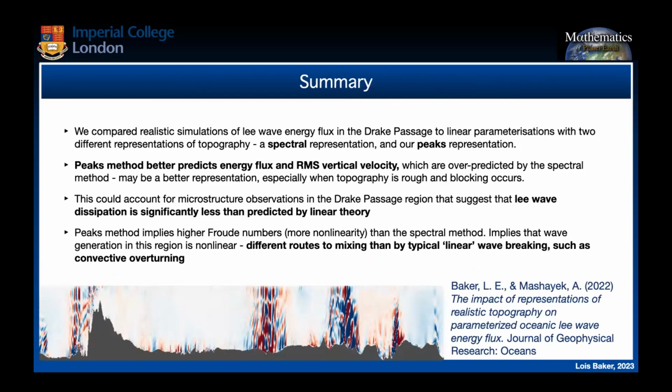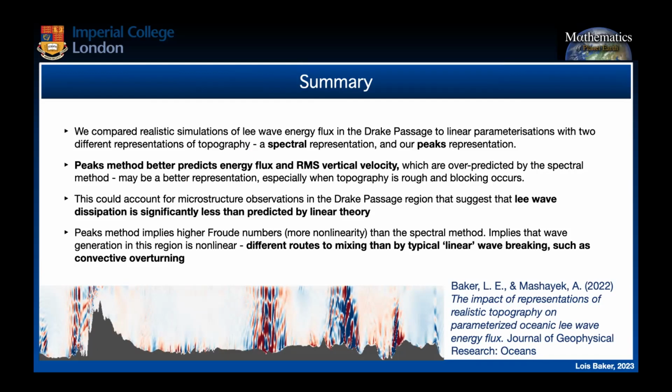So just to summarize, we compared realistic simulations of lee wave energy flux in the Drake Passage with linear parameterizations with two different representations of topography, the typical spectral representation and our peaks representation. And we found that the peaks method better predicted the energy flux and root mean square vertical velocity, which were over-predicted by the spectral method. And so it might be a better representation, especially when the topography is rough and when there's a lot of flow blocking. And this could account for microstructure observations in the Drake Passage region that suggest that lee wave dissipation is significantly less than is predicted by linear theory.